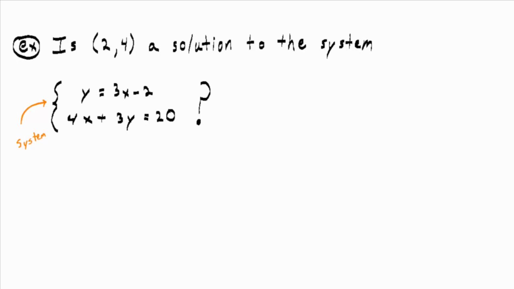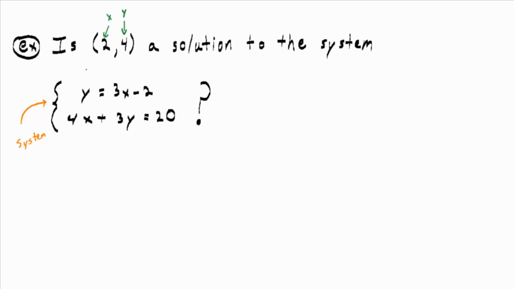So is 2 an x coordinate or a y coordinate here? x, and then 4 is a y coordinate. What do you suppose has to be true about x equals 2 and y equals 4? If it's going to be a solution to the system of equations, y equals 3x minus 2 and 4x plus 3y equals 20, then it has to be a solution for both. Yeah, it has to satisfy both equations. So you can just check it.